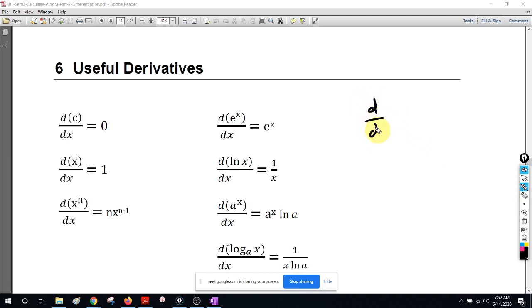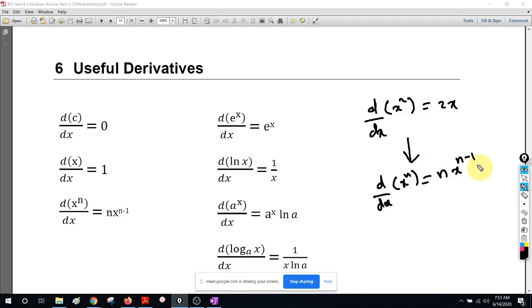Derivative of x squared is 2x, right? So this one we can generalize. We are not going to do the proof because we are running out of time also. d by dx x^n is n x to the power n minus 1. So mathematicians found this pattern.